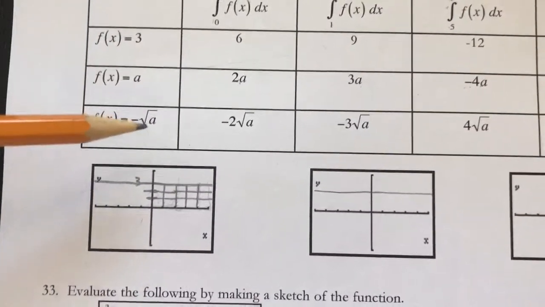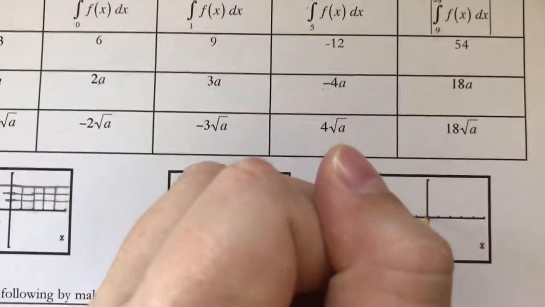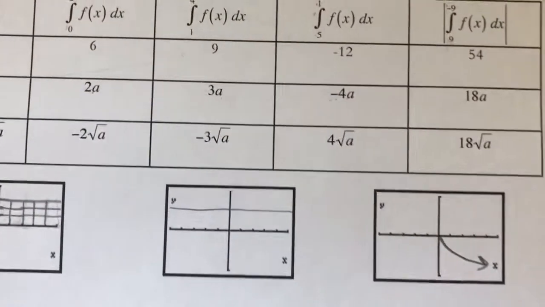This is a negative square root of a function. So the negative square root of a function is a square root function that's been reflected over the x-axis. So it looks like that.